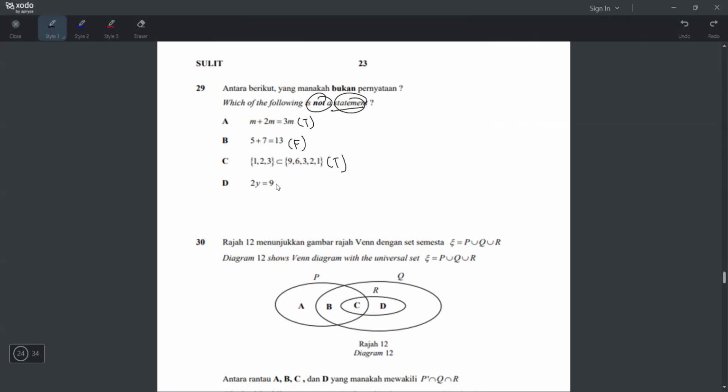Is this true or false? You can't say it's true and you can't say it's false. Because this is not a statement. So the answer is D. Right? Because 2y equals to 9.